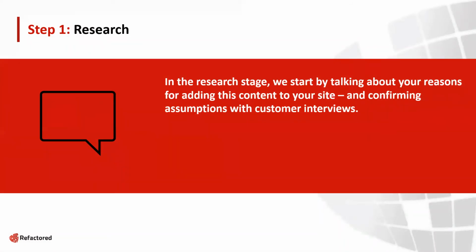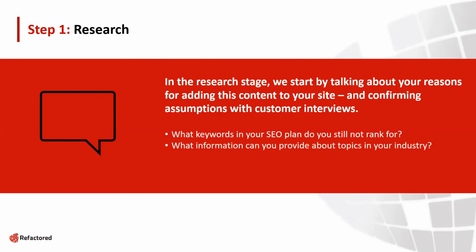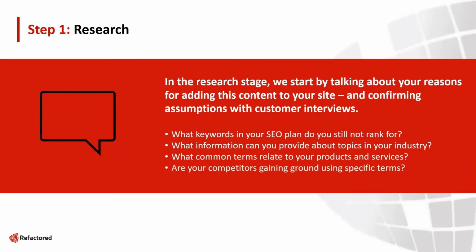So in the research phase, we're going to start by talking about your reasons for adding this content to your site. And it's important to determine what you want your website to do for you. So we start with some questions about the terms your searchers are going to want to find. It could be things like, what keywords in your SEO plan do you not rank for today? What information can you provide about topics in your industry? What common terms relate to your products and services? And are your competitors gaining ground using specific terms? And finally, can you correlate a service or product to an industry challenge or pain?